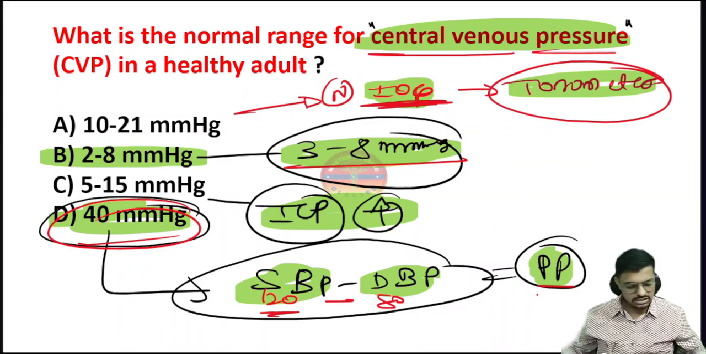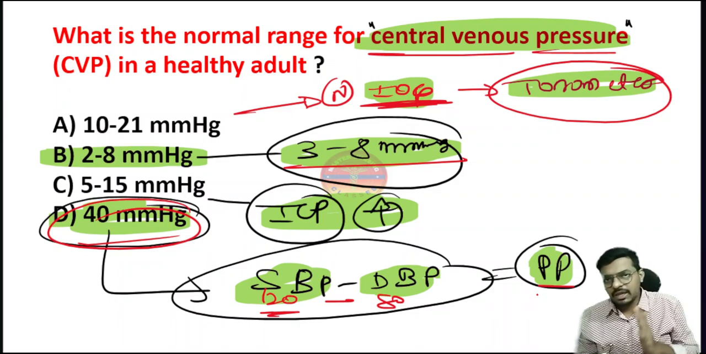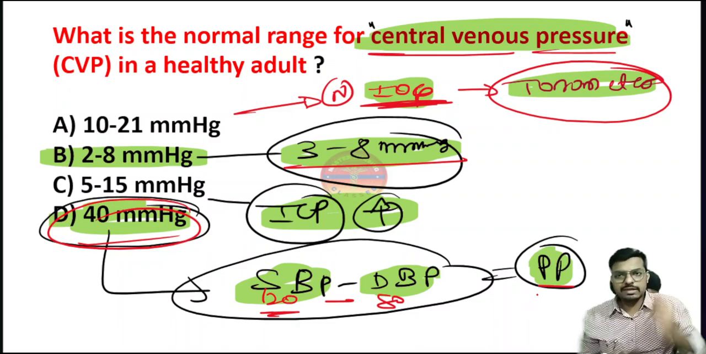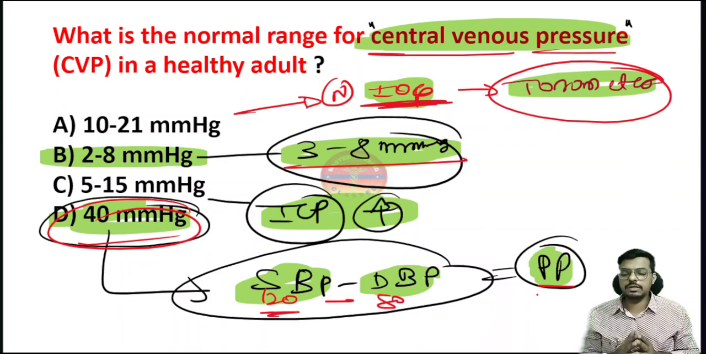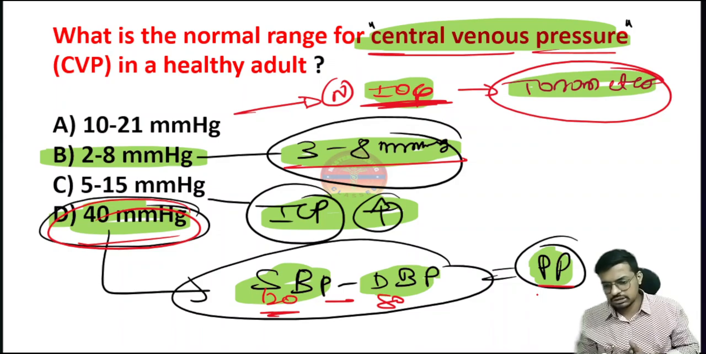Let's quickly revise. What is the normal intraocular pressure? Normal intraocular pressure is 10 to 21 mm of Hg. Next question: what is the normal intracranial pressure? Our normal intracranial pressure is 5 to 15 mm of Hg. Next: what is the normal central venous pressure? Normal central venous pressure is 3 to 8 mm of Hg. Then what is the normal pulse pressure? 40 mm of Hg is the normal pulse pressure.